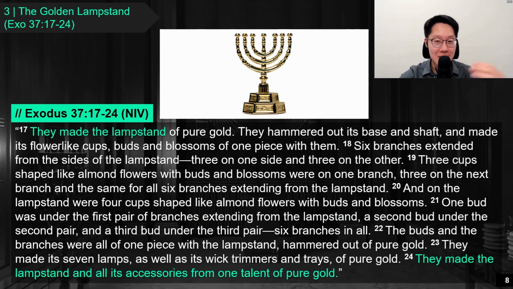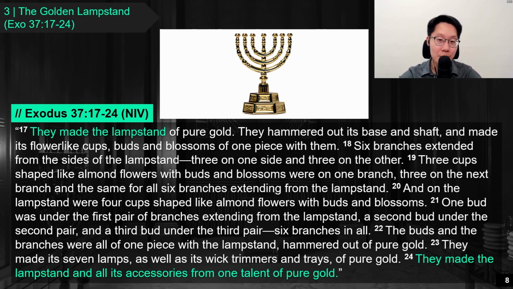Then we arrive at the third item where Bezalel builds the golden lampstand or the menorah. So verse 17, they made the lampstand of pure gold. They hammered out its base and shaft and made its flower-like cups, buds, and blossoms of one piece with them. Six branches extended from the sides of the lamp, three on one side and three on the other. Three cups shaped like almond flowers with buds and blossoms were on one branch, three on the next branch, and the same for all six branches extending from the lampstand.